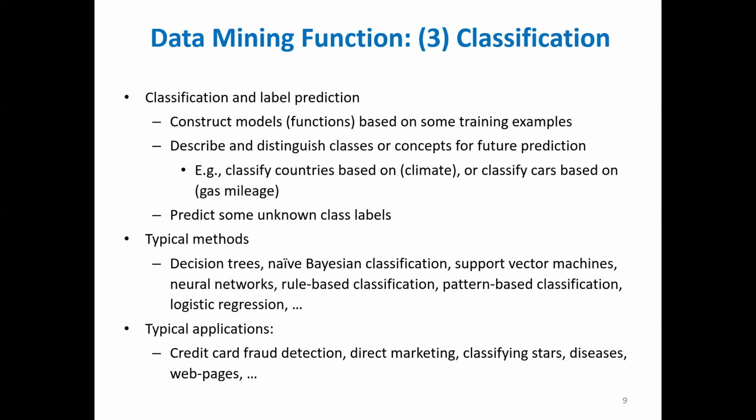Okay. So what are the different classification algorithms that are mostly used by researchers? They are the decision tree algorithm, naive Bayes classification algorithm, support vector machine algorithm, that is SVM, neural network, rule-based classification, pattern-based classification, logistic regression, and many more. These are the different classification algorithms that we can use to divide the data into predefined class labels.